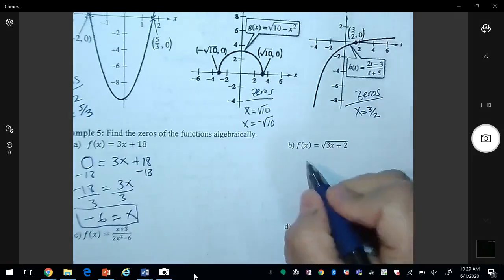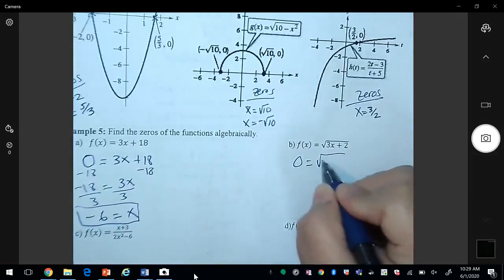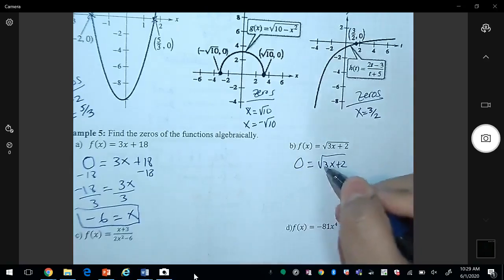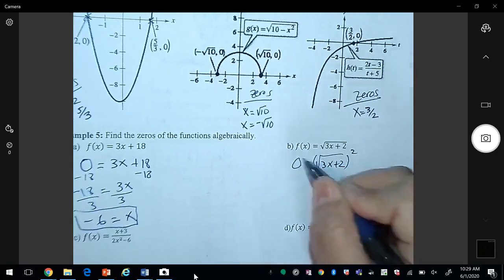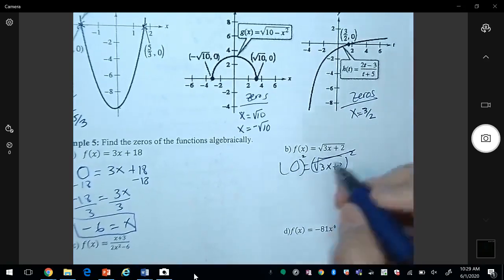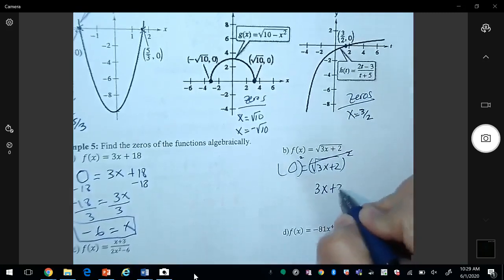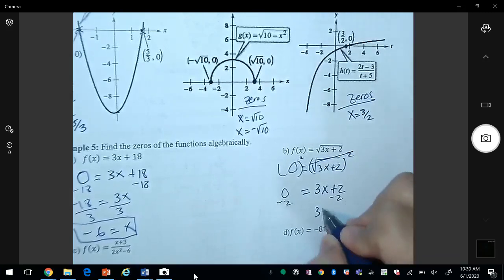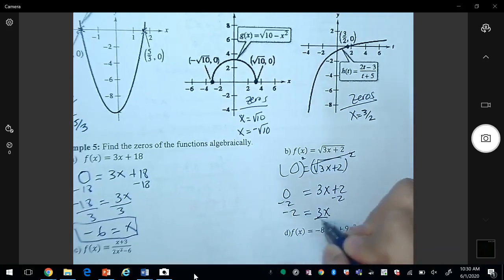Letter B, we let y equal 0. In order to solve for x here, we need to square both sides. The square root and the square become 1, or we say they cancel. So we get 3x plus 2 is equal to 0. Subtract 2 and divide by 3.